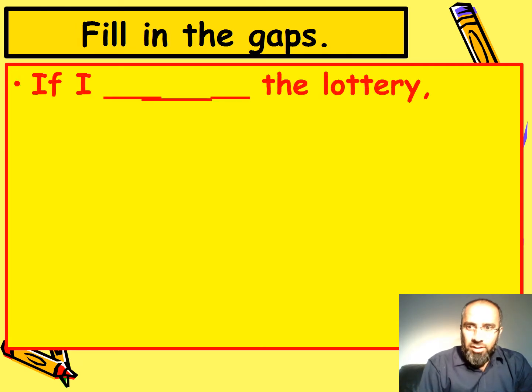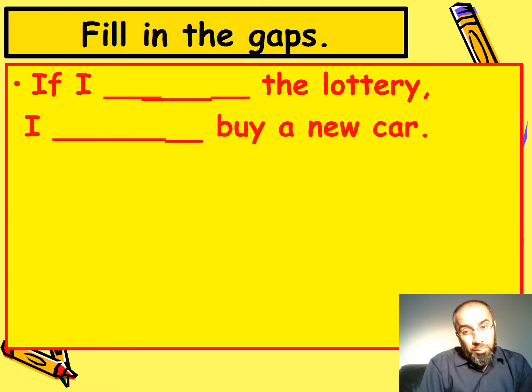Okay, let's see if you can remember the form, because it's very, very tricky. I'm taking my time because it is very, very difficult sometimes to learn the second conditional. Okay, so let's see if you can do this one for me. If I the lottery. Were? No, we can't use were here. Here we need a verb. Okay, if I the lottery, what do you do with the lottery?